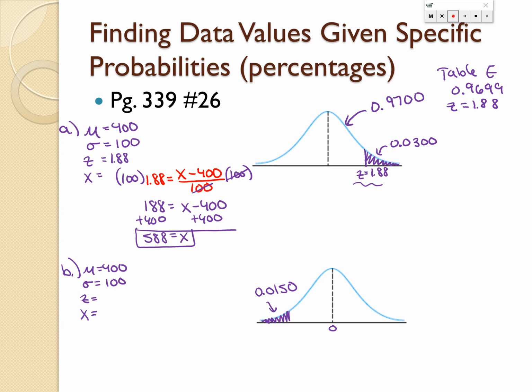Now here's the nice part. We're looking at the bottom, so we have the area to the left. So I don't have to do anything special. I'm either going to hunt around the body of table E and find that value, or I'm going to enter that value into my calculator. I have the area to the left. So take a minute and see if you can go ahead and find z. If you need some help, guys, looking at the table or with the calculator, let me know.